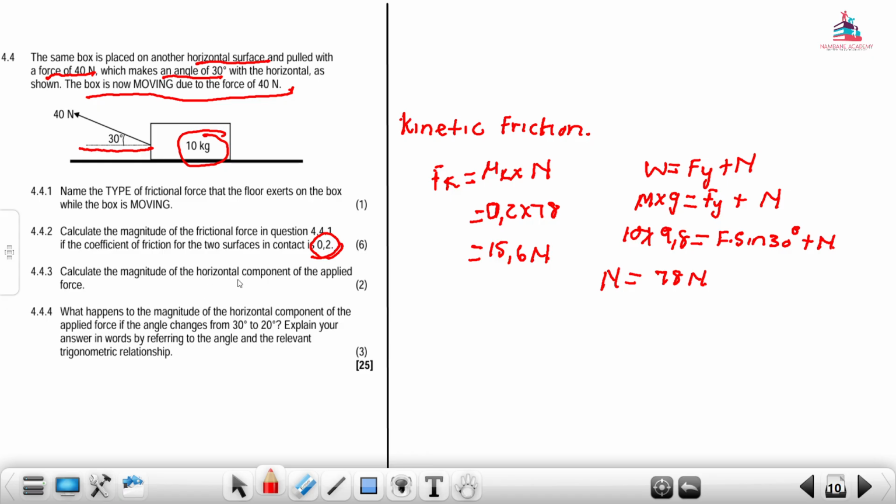Calculate the magnitude of the horizontal component of the applied force. So we are looking for the horizontal component, which is given by Fx equals F cos theta. What is our force? Our force is 40 cos. What is our angle from the x-axis? Our angle from the x-axis is 30. Therefore, we are going to have 34.64 newtons.